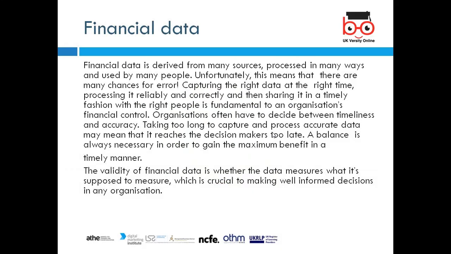So now we're looking at the financial data. According to Learning Outcome 1, LO1, we need to discuss the financial data. Financial data is derived from many sources, processed in many ways, and handled by many people. Unfortunately, this means there are many chances of errors. Data could be wrong, yes? Like Tesco manipulated the figures: they said 180 million was actually 220 million profit. So they changed the profit to show a higher profit. Instead of 180, they showed 220.